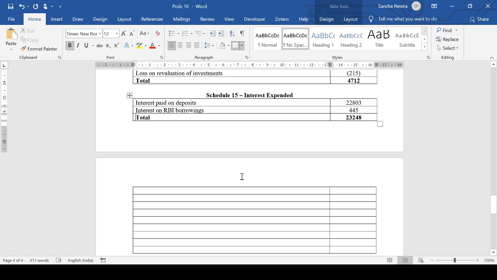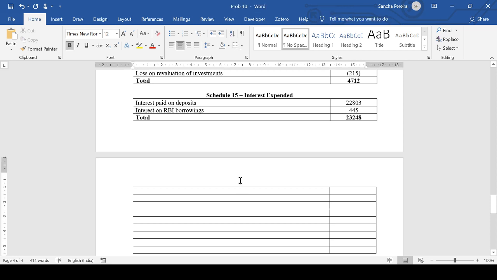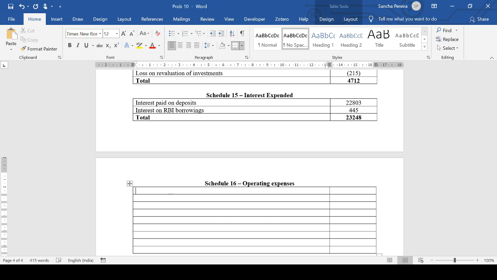We come to the last one now. Schedule 16, operating expenses. So the first thing here, now we need to mention all those payments to and provision for employees.